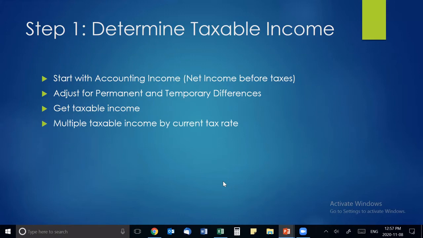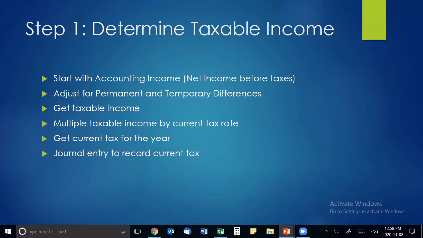Then what we're going to do is take our taxable income and multiply it by the current tax rate, or our estimated tax rate. Then we're going to get the current tax expense for the year, and we can do our journal entry to record our current tax.